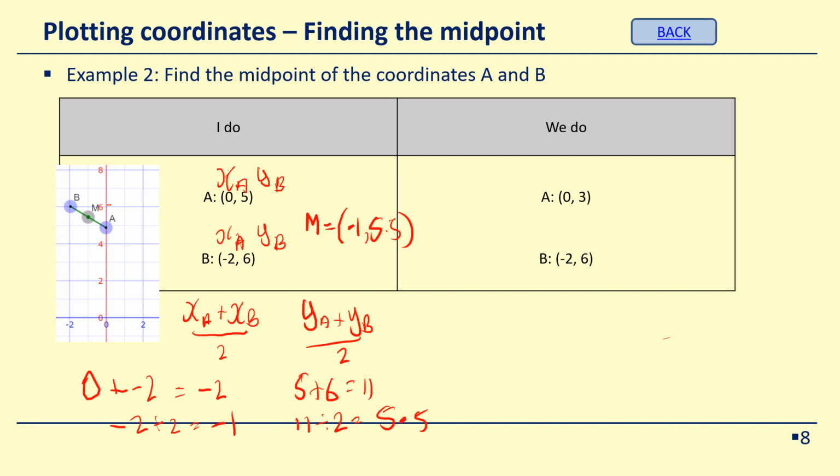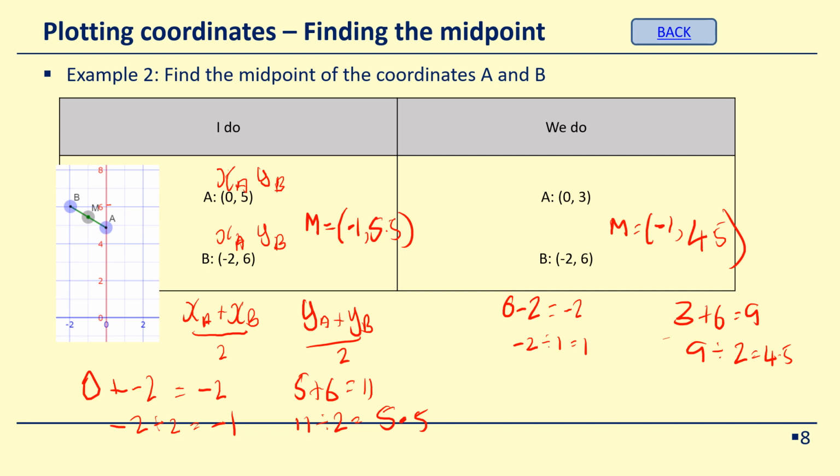So 0 minus 2 is minus 2. Minus 2 divided by 1 is minus 1. So the x value is minus 1. 3 add 6 is 9. y1 plus y2. 9 divided by 2 is 4.5. So that's 4.5. Minus 1, 4.5. Okay.